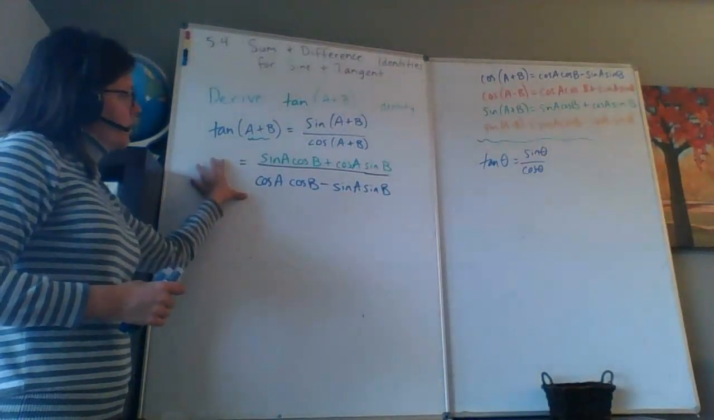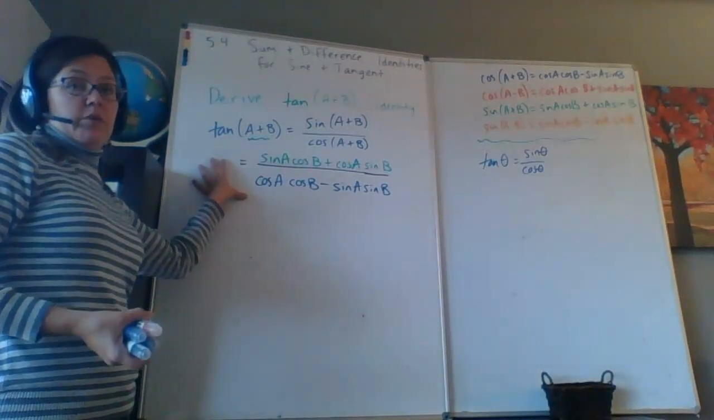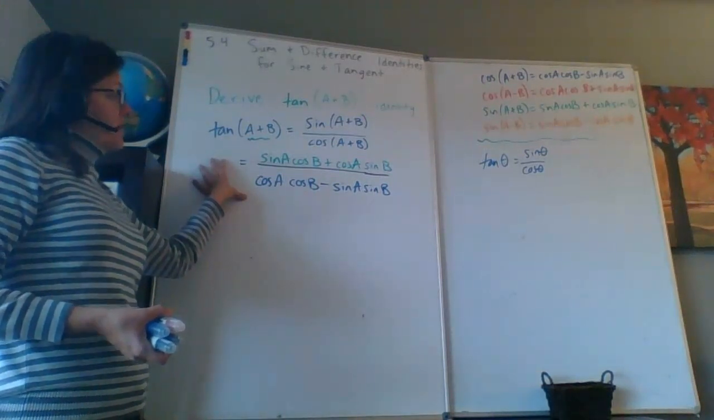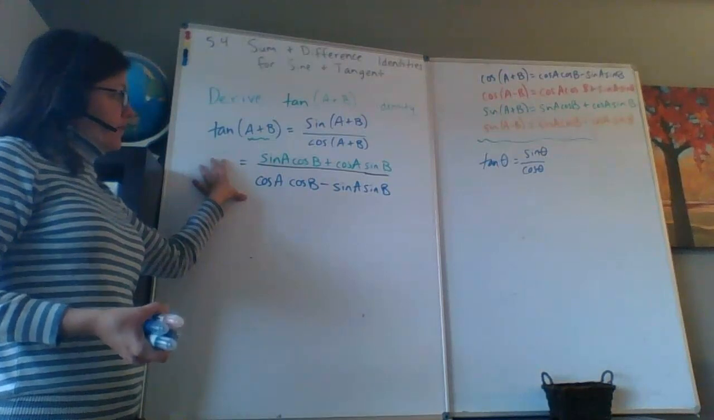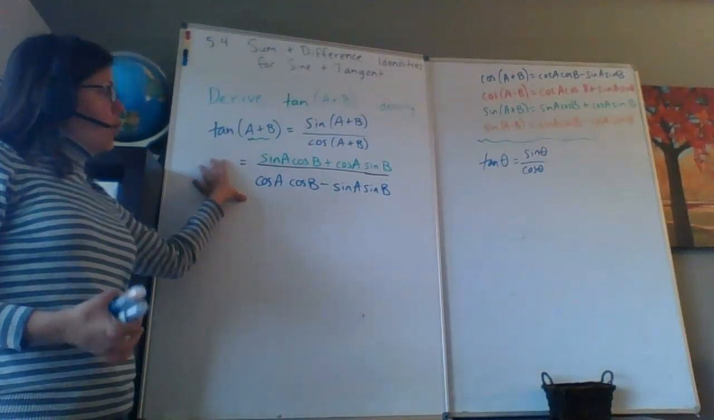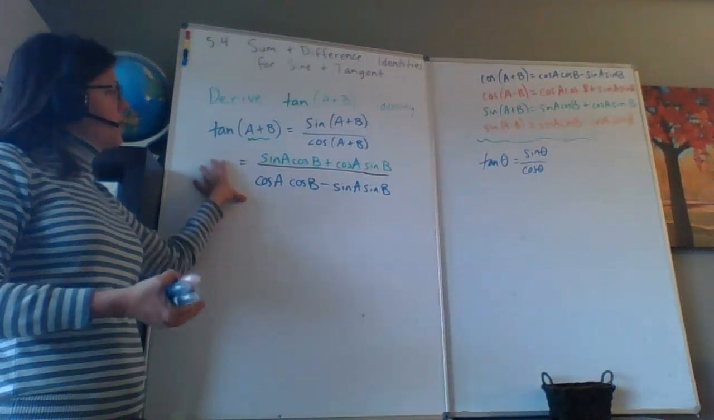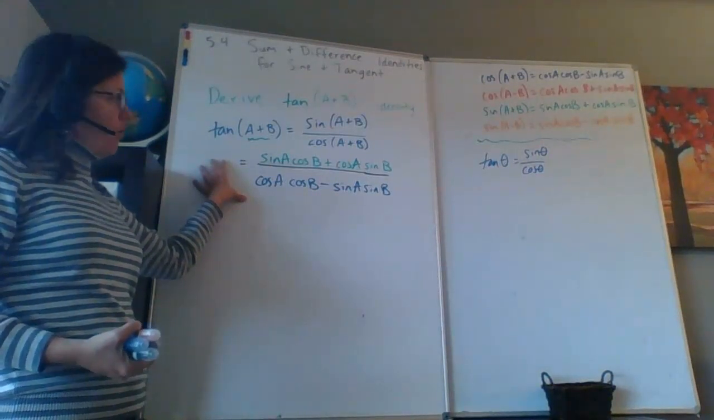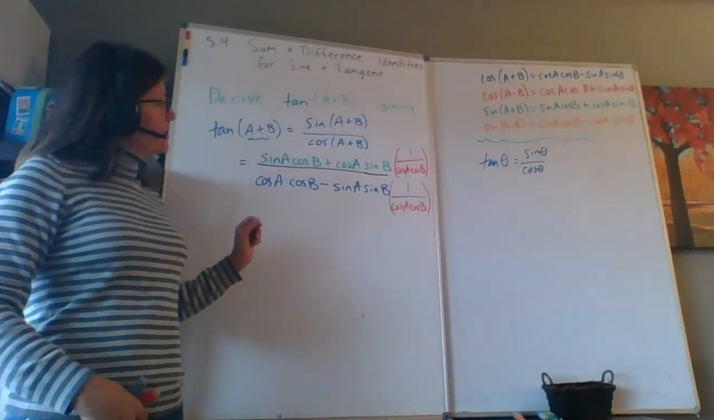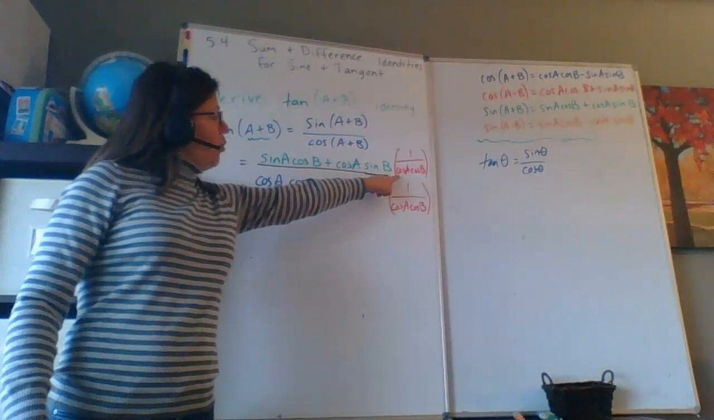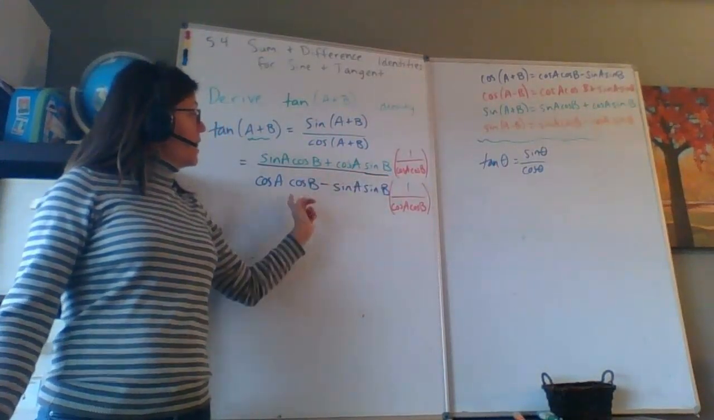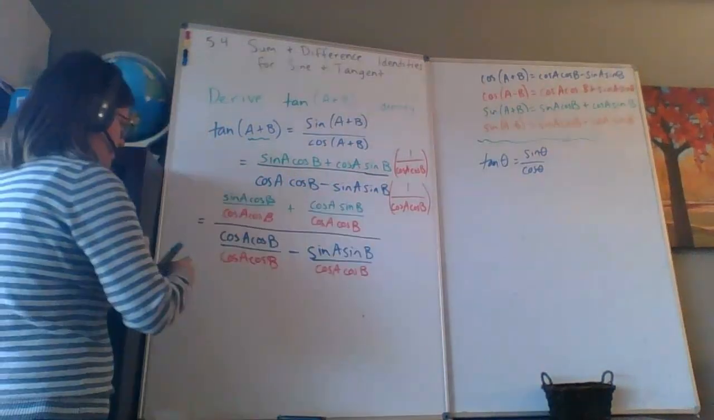From here, this would be an acceptable formula for the tangent of a plus b. However, it's common for it to be written differently. So in order to get it in that form, we're going to do something we don't normally do, which is multiply top and bottom by 1 over cosine a cosine b. We need to make sure that we distribute this 1 over cosine a cosine b to both terms in the numerator and both terms in the denominator.